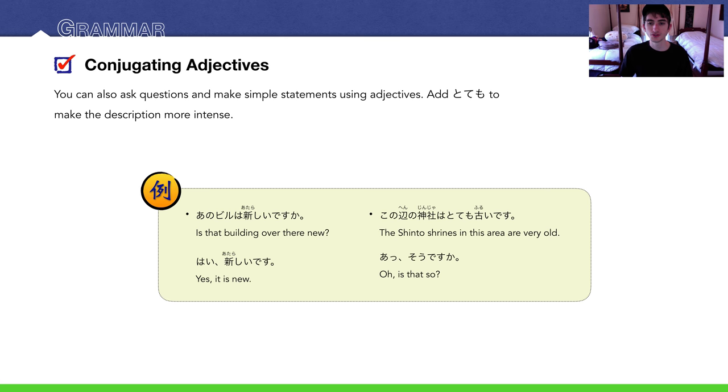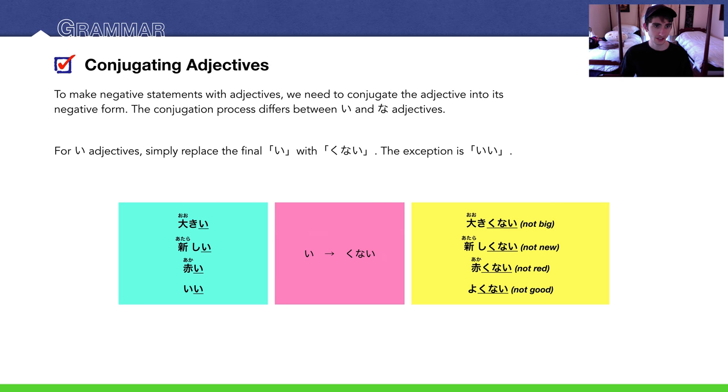And then we can use とても to intensify what we're talking about. この辺の神社はとても古いです。 The Shinto shrines or the shrines in this area are very old. あ、そうですか。 All right, that typical Japanese response, oh, is that so? Oh, really? Okay, let's get into conjugating actual adjectives now.